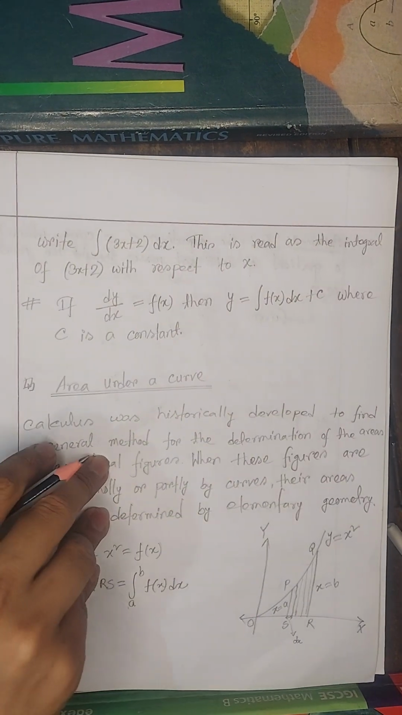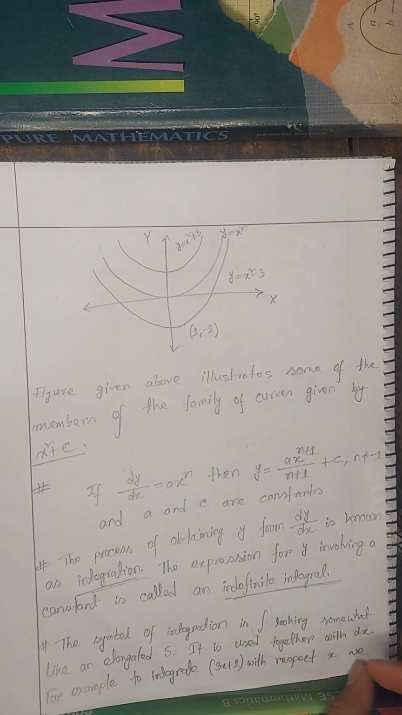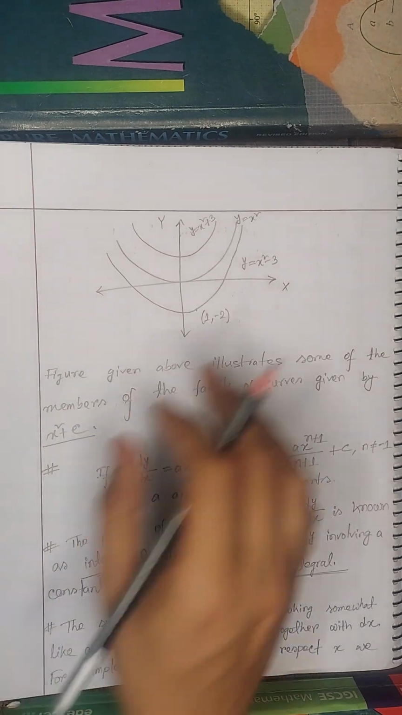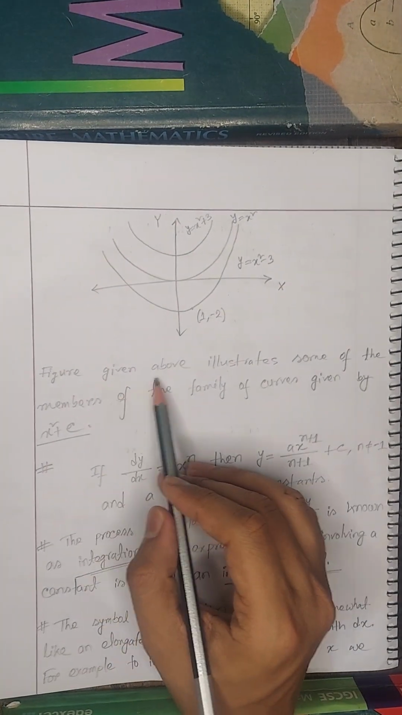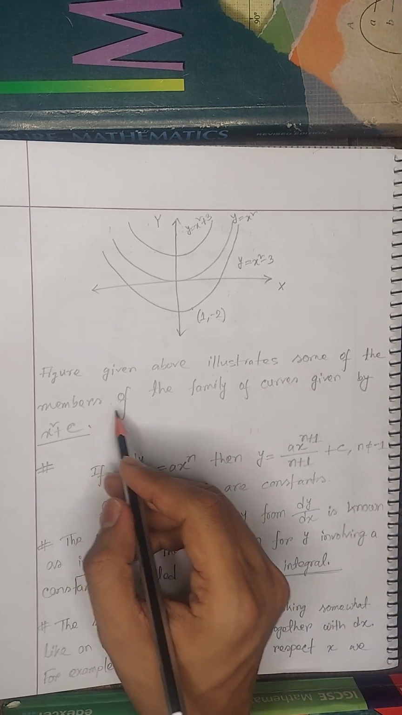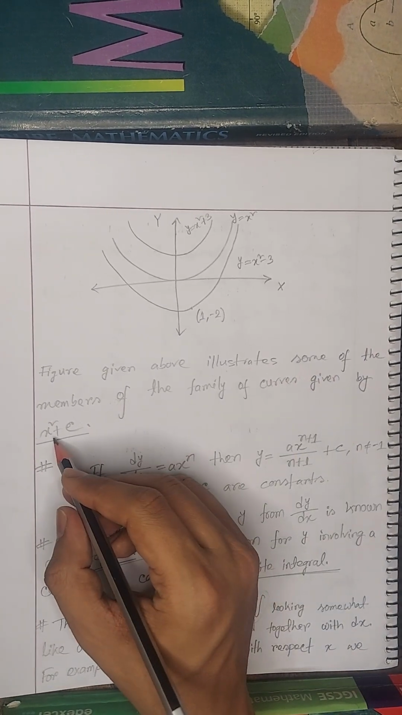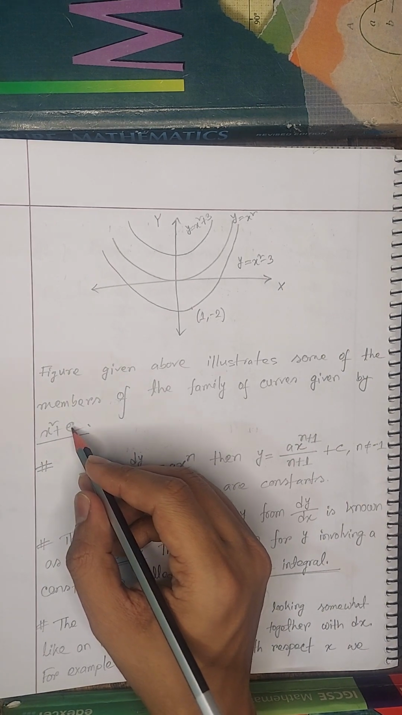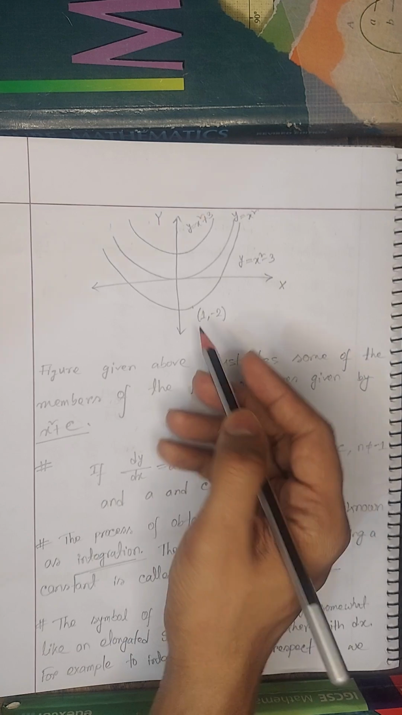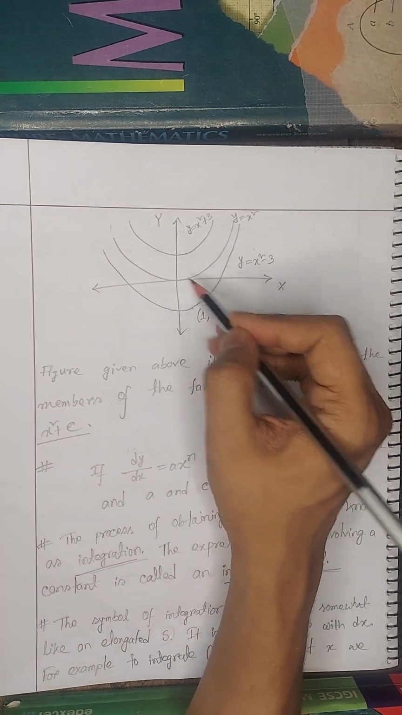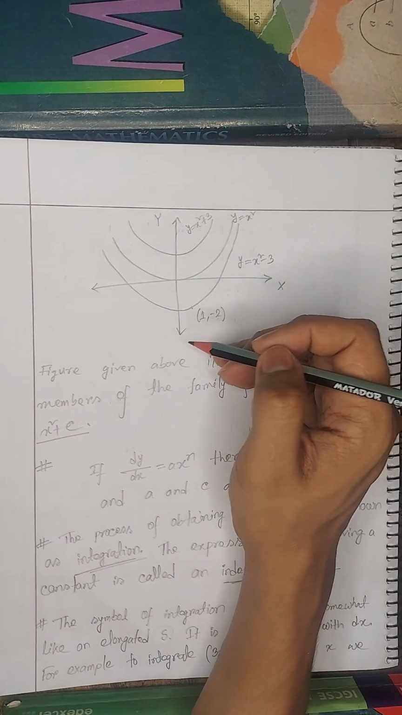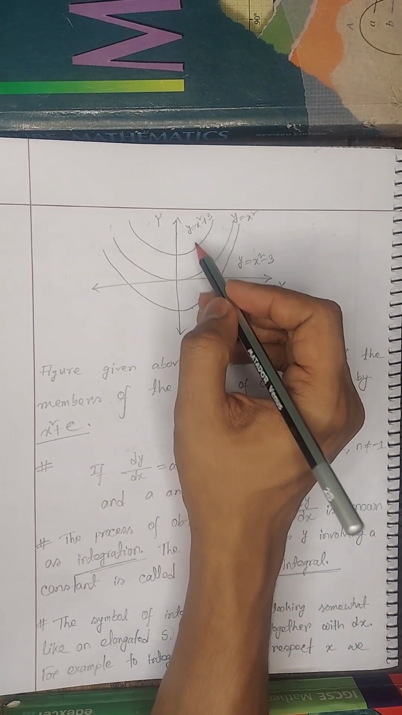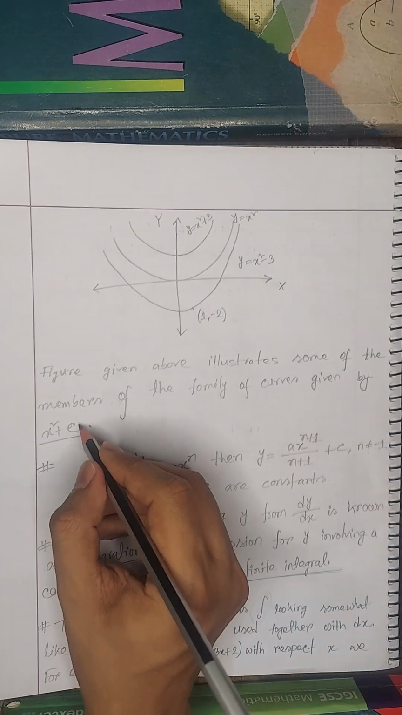Right? Now if we notice, the figure given above illustrates some of the members of the family of curves given by x square plus c. Here when the value of c changes, then the curve also changes its position, and thus the position of the curve depends on the value of this c, right?